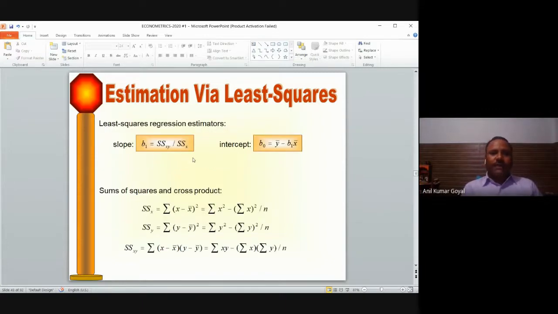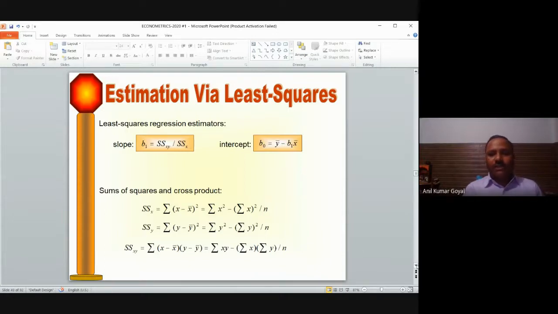So how do we calculate the estimations? Least square regression estimators. We calculate the slope like that. The intercept we have already calculated in the regression function. So the sum of squares and cross product, but software will do it for us. We need not calculate manually.